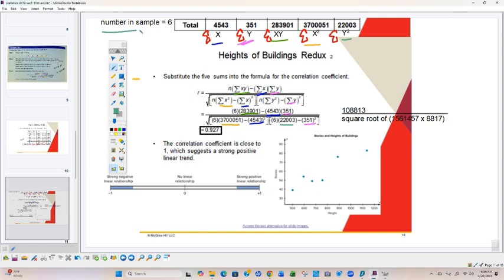Also, while I'm thinking about it, let me point out again, the number in the sample is 6. So the n's are here, okay? That's where that 6 came from.